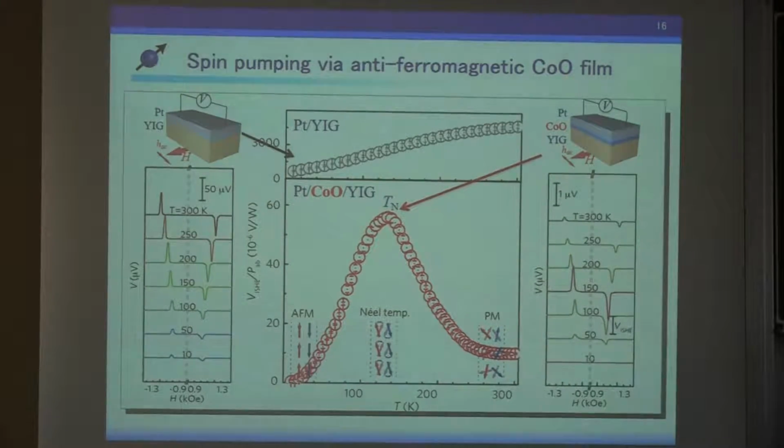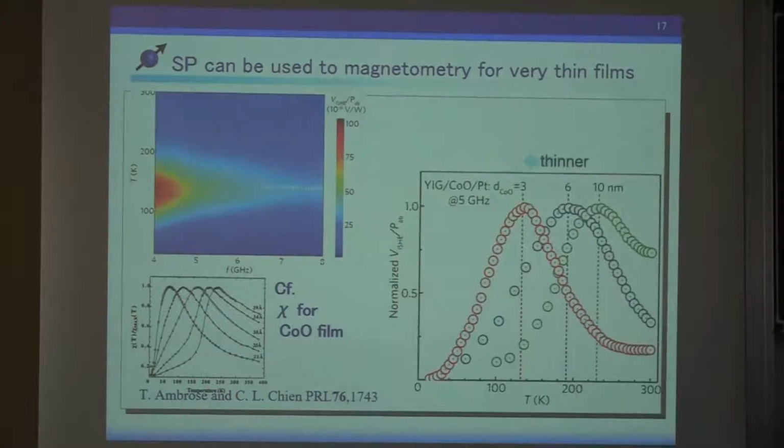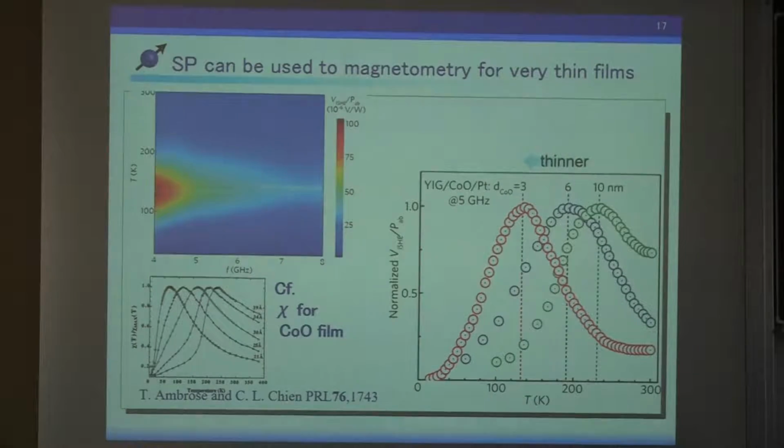In fact, by changing the thickness of the cobalt oxide layer, the peak temperature is observed to shift in response to the change in the Néel temperature of the cobalt oxide layer. And we found that the temperature dependence is quite similar to the temperature dependence of the magnetic susceptibility.